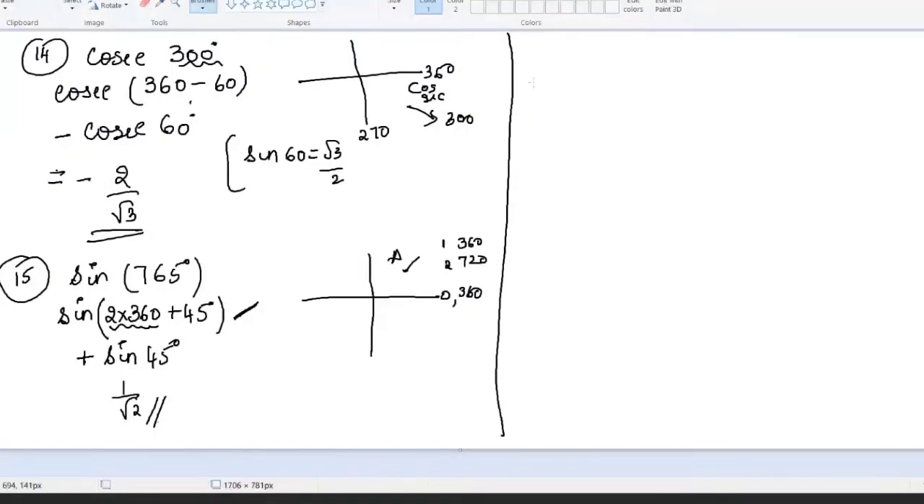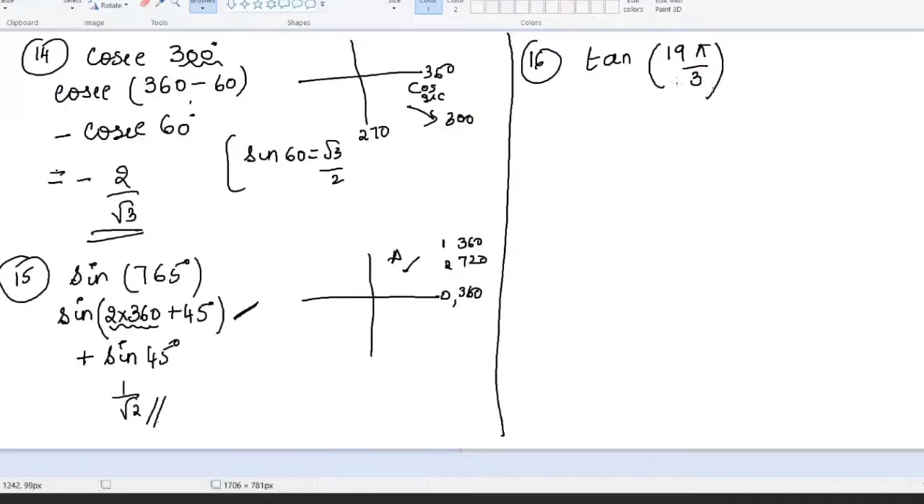Question number 16. Let us go to question number 16. Now slightly we are reaching the higher class, seventh standard problem. So what is it? Sine of 19 into pi by 3.